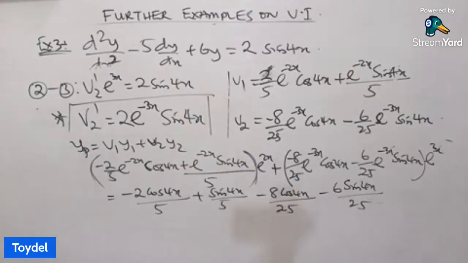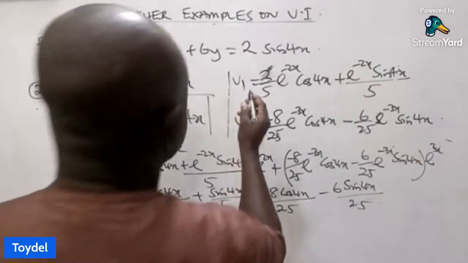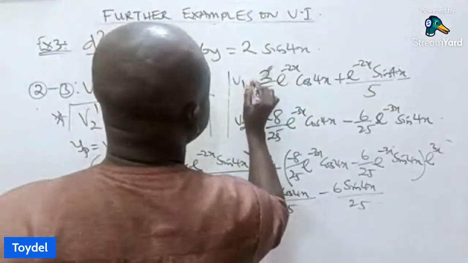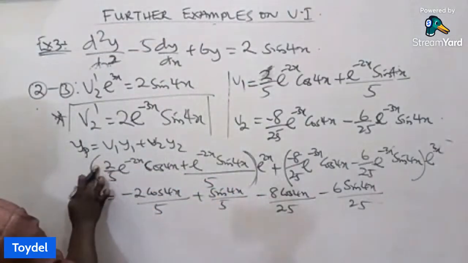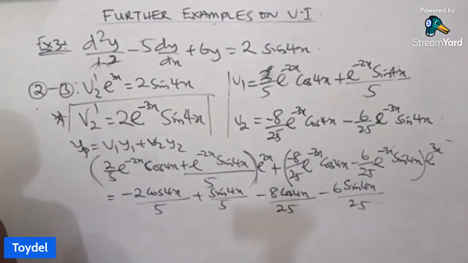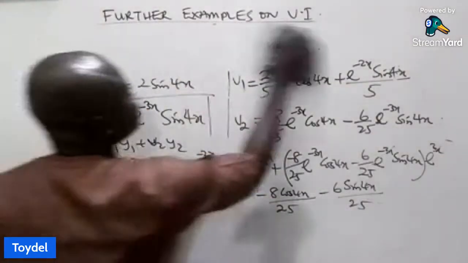So if you now combine the two, what are we going to get? Here it is equal to, not minus. So in this place there's no minus. If you combine the two, what are we going to get?